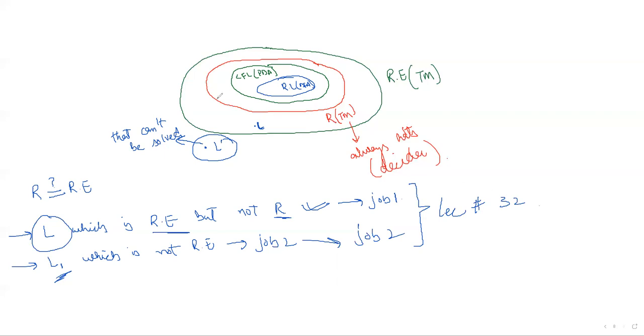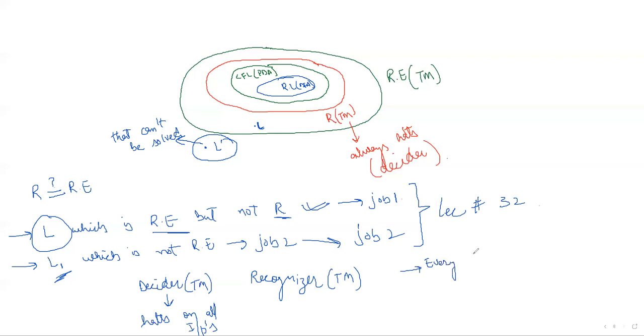Before ending this lecture, we have to understand the difference between a decider and a recognizer. I hope you have got the difference very clearly. A decider is a Turing machine and a recognizer is also a Turing machine. A decider halts on all inputs, and a recognizer may or may not halt. And you also have to understand that every decider is a recognizer, but the reverse is not true.